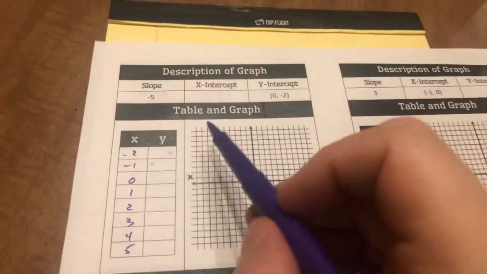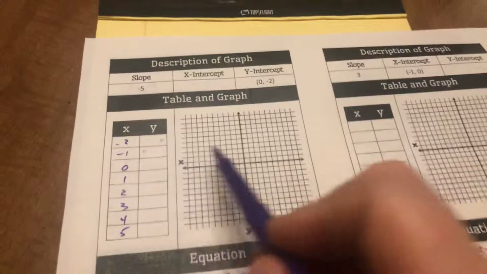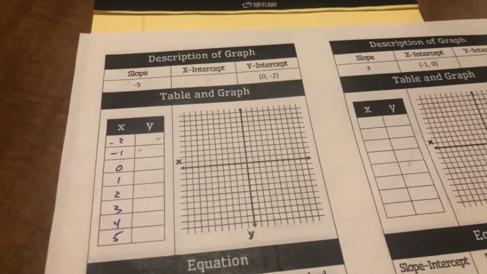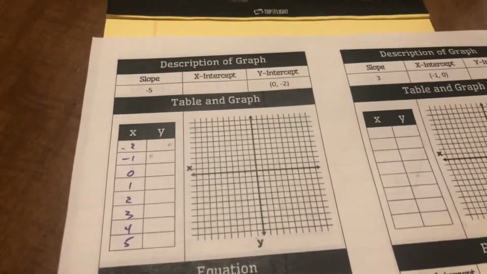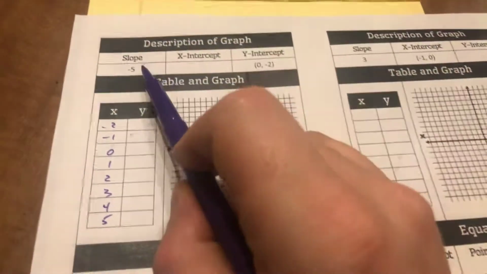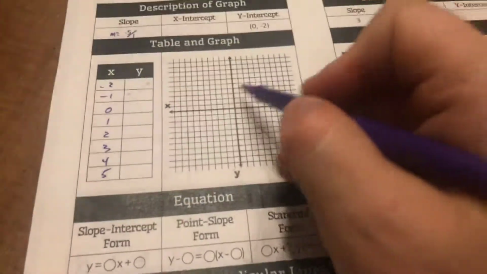Okay, so first, the easiest thing with most of these is going to be to fill out the table or graph, whichever one of these is going to be this middle section. Whichever one you want to do first is fine. It doesn't matter. So what you'll do is here you have slope -5. Remember, that's -5 over 1. You use rise over run when you graph.